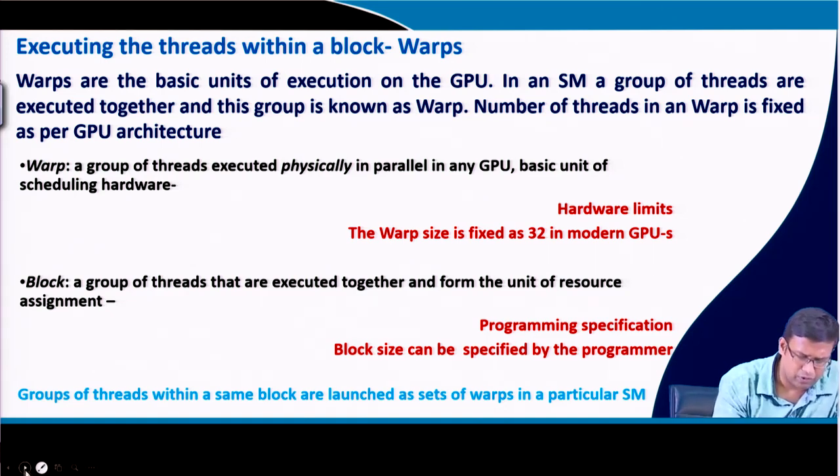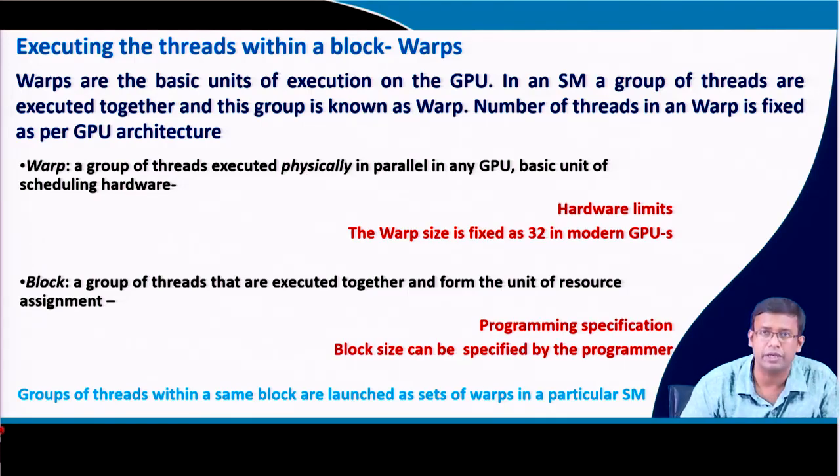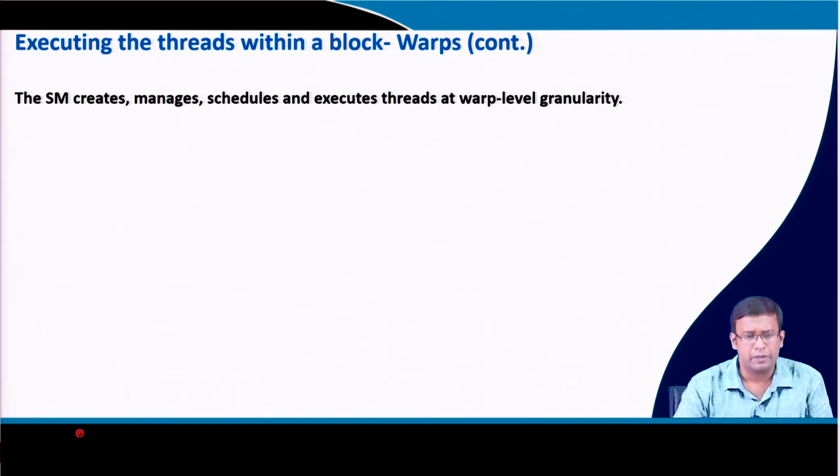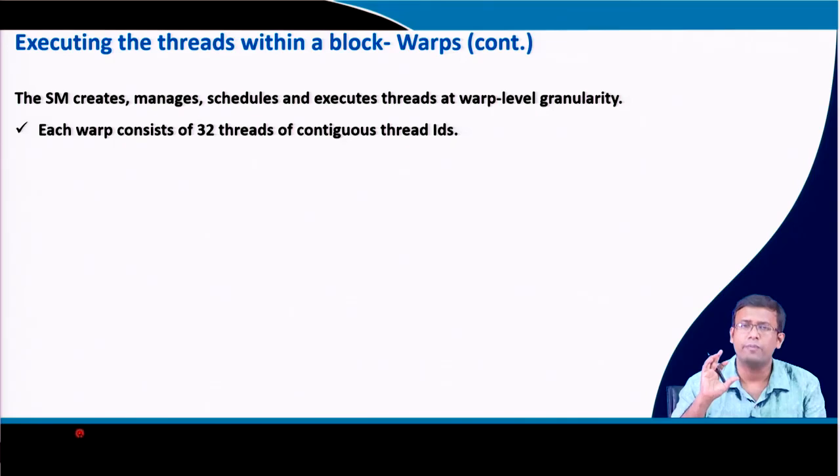So this gives us some idea about scheduling in GPUs, and this will be required later for understanding it better. Now, how is the work executed? The streaming multiprocessor creates, manages, schedules and executes threads at warp level granularity. So at one go, one warp is executed. Each warp consists of 32 threads of contiguous thread IDs.